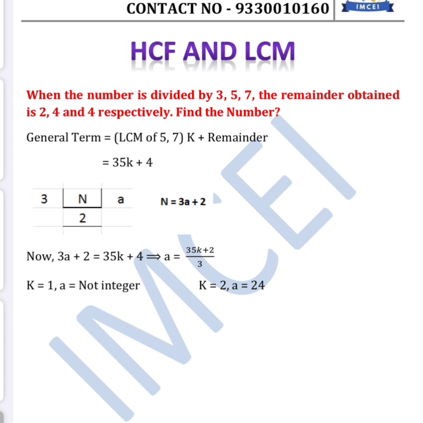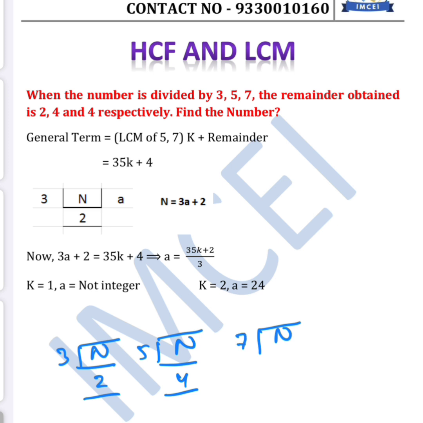The second question is, when we divide a number by 3, we are getting the remainder 2. When we divide the number by 5, we are getting the remainder 4. When we are dividing the number by 7, we are getting the remainder 4. In these two cases, we are getting the same remainder. So the general term would be LCM of the divisors, which are 5 and 7, which is 35k plus the remainder, which is 4.